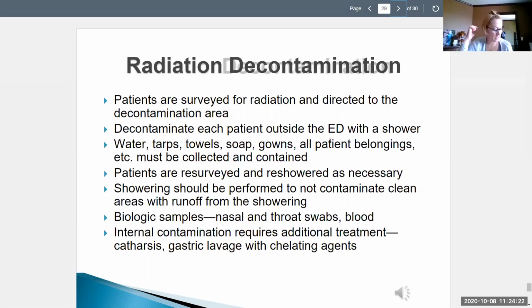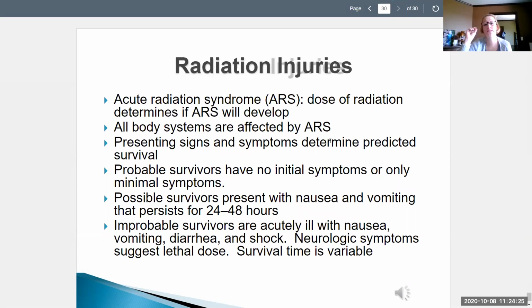Radiation injuries. So with acute radiation syndrome, the dose of radiation determines if acute radiation syndrome will develop or not. All body systems are affected by this, and the presenting signs and symptoms determine the predicted survival. So probable survivors have no initial symptoms or only minimal symptoms. Possible survivors present with nausea and vomiting that persists for 24 to 48 hours. And then improbable survivors are acutely ill with nausea, vomiting, diarrhea, and shock. And neurological symptoms suggest lethal doses, and their survival time may be variable.